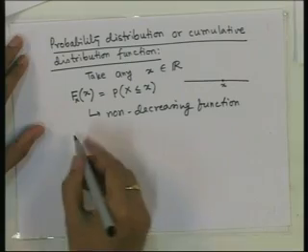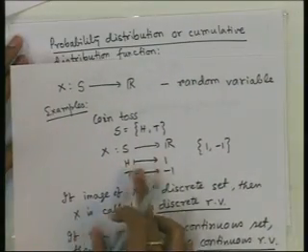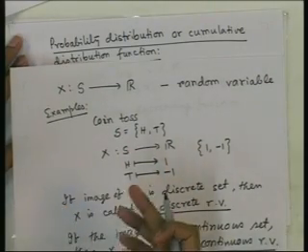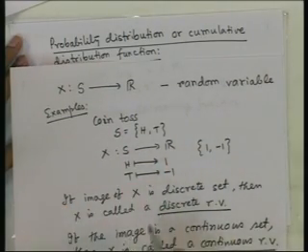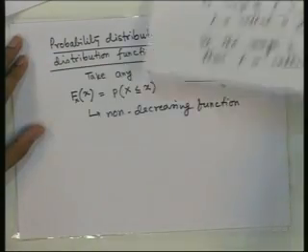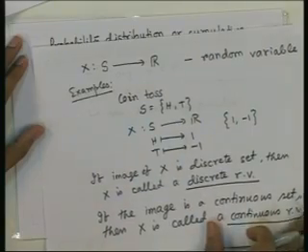Let us see some example. We just now considered this random variable, head and tail mapped to 1 and minus 1. Now, let us consider a fair coin where the probability of head and tail are the same, that is half, then let us plot the cumulative distribution function for this random variable.